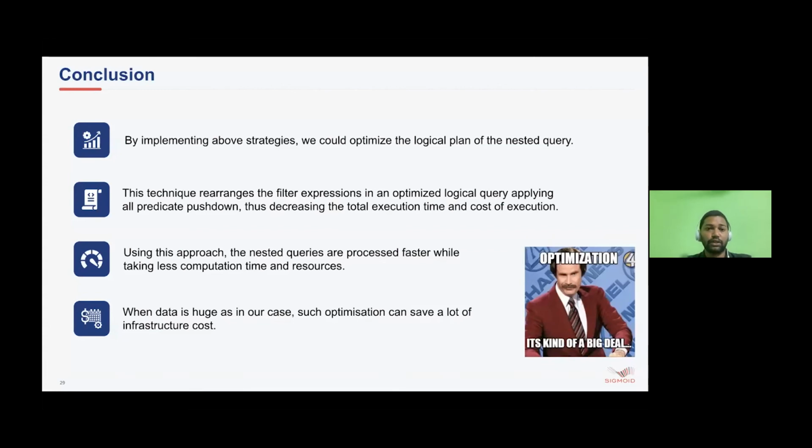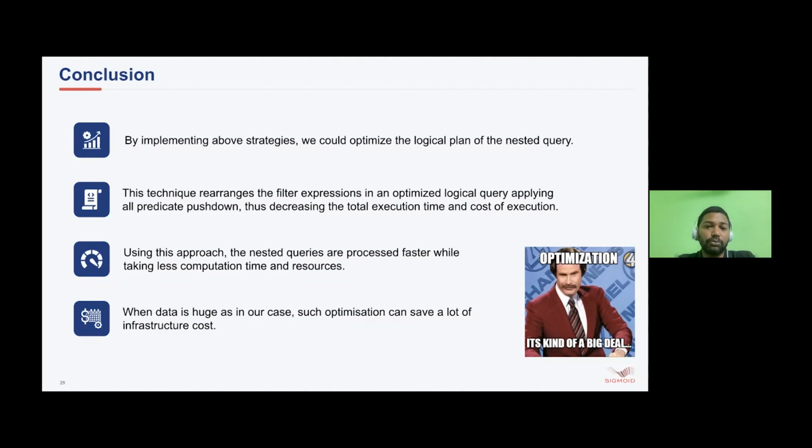By implementing the above strategies, we could see that we have optimized the logical plan of the nested query in Spark, right? And by rearranging this, we are also rearranging the DAG, and creating a different explain plan, which is more optimized than the previous one. And by doing this, we are pushing the filters beforehand, and that actually decreases the total execution time and cost.